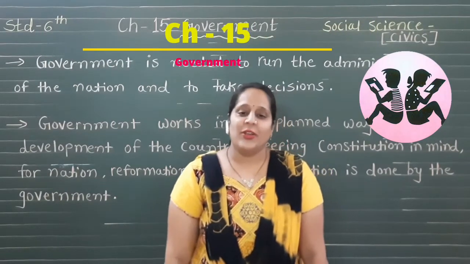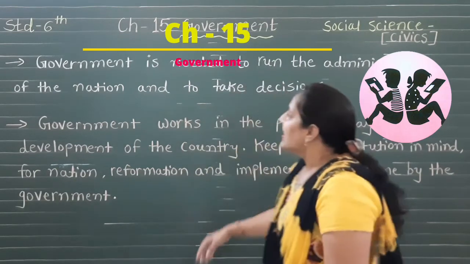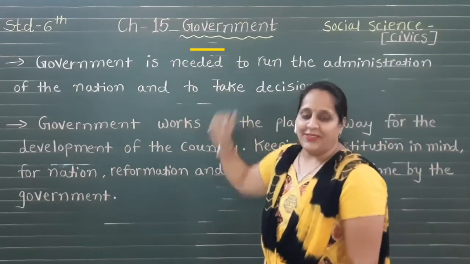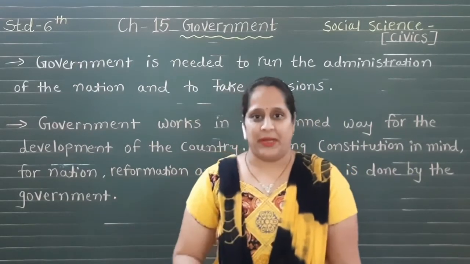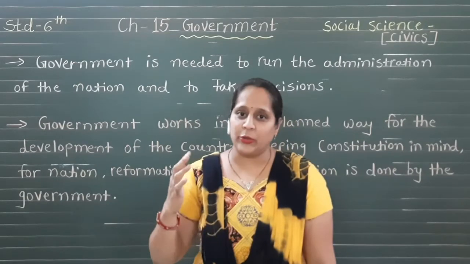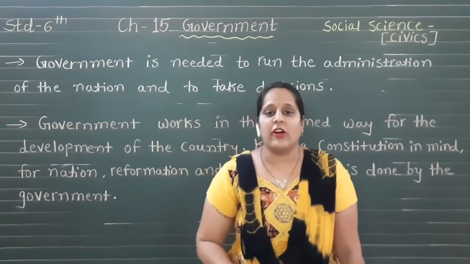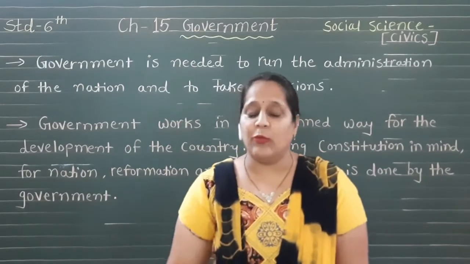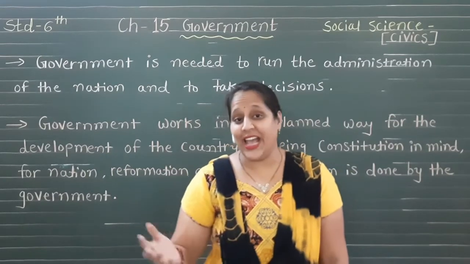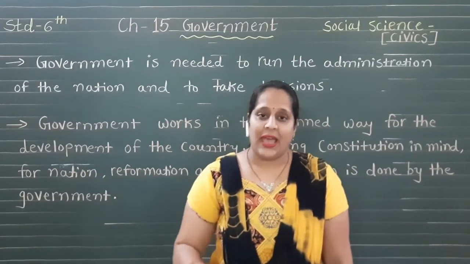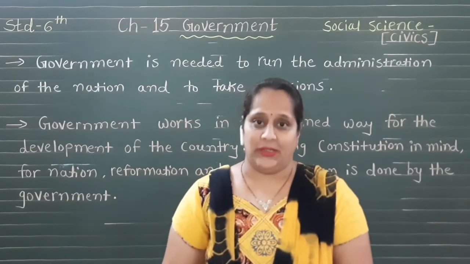Hello children, today we are going to start a new chapter in social science, chapter number 15, government. First, everybody try to understand what is government. In this chapter, we are going to study about the government, types of government, and levels of government on which our country works. As you know, our India is a diverse country, and our country, India, is the largest democracy in the world.